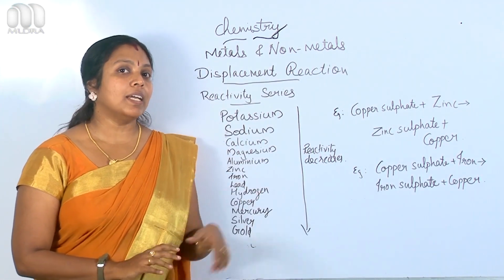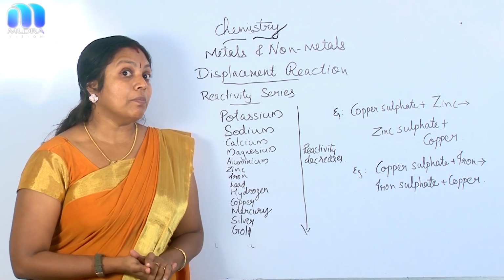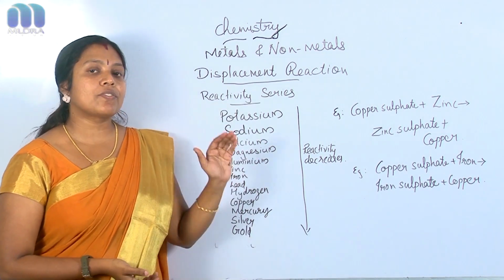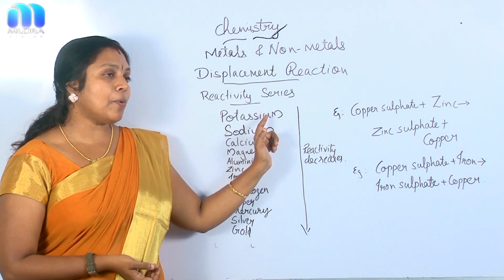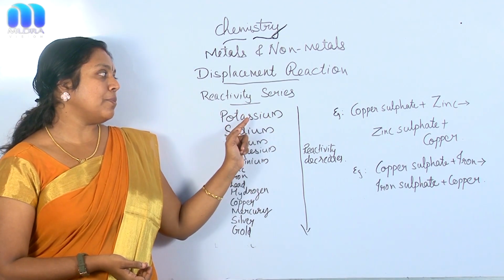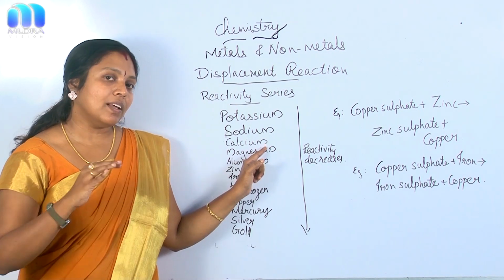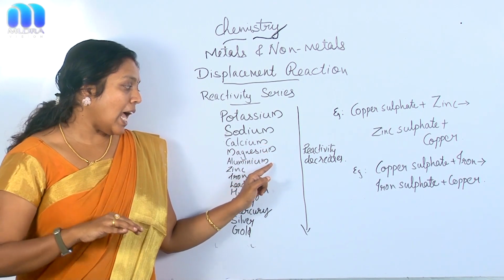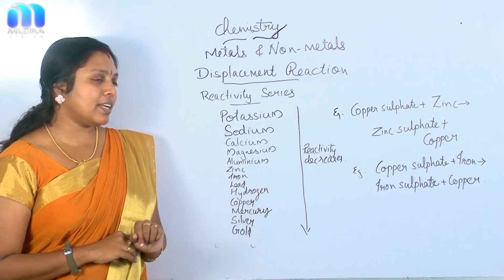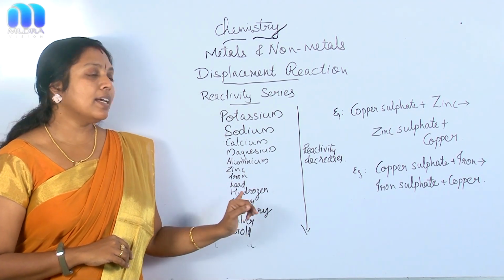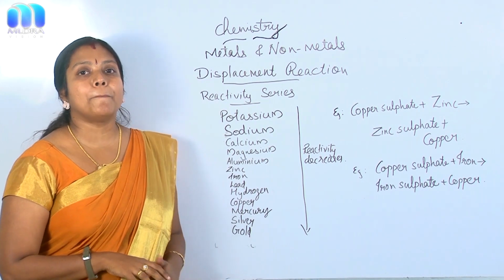Our second last topic is displacement reaction. Before going to study the displacement reaction, you have to learn by heart the reactivity series, starting with potassium and ending with gold. The reactivity decreases from potassium to gold. Most reactive metal is potassium, then next to potassium it is sodium, next to sodium calcium, then magnesium, then aluminium, zinc, iron, lead, hydrogen, copper, mercury, silver and gold. Gold is a less reactive metal.